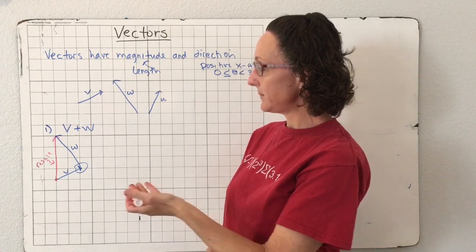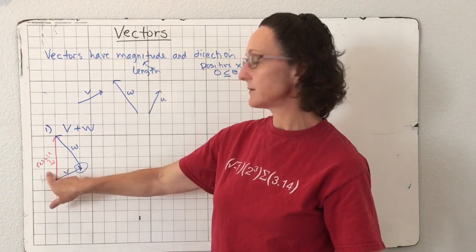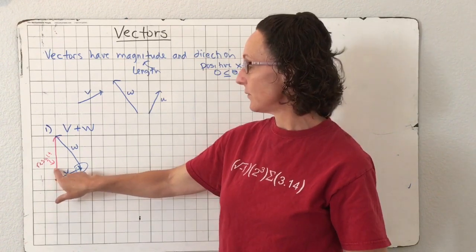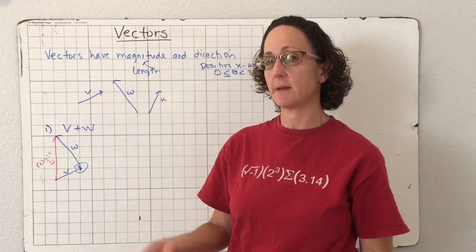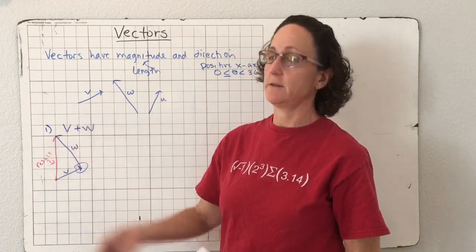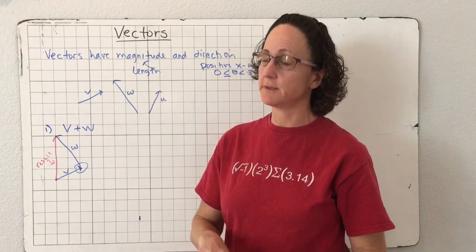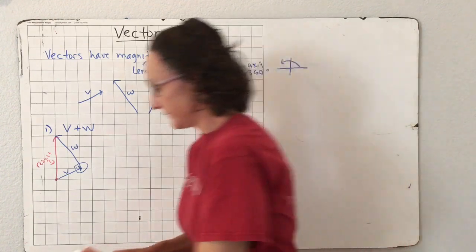And this one we happen to be able to tell you. If I asked what is the result vector, the magnitude, you would say it's 1, 2, 3, 4. So the result has a magnitude of 4 in a direction of 90 degrees. You're not always gonna be able to do that, okay? All right, let's do another one.